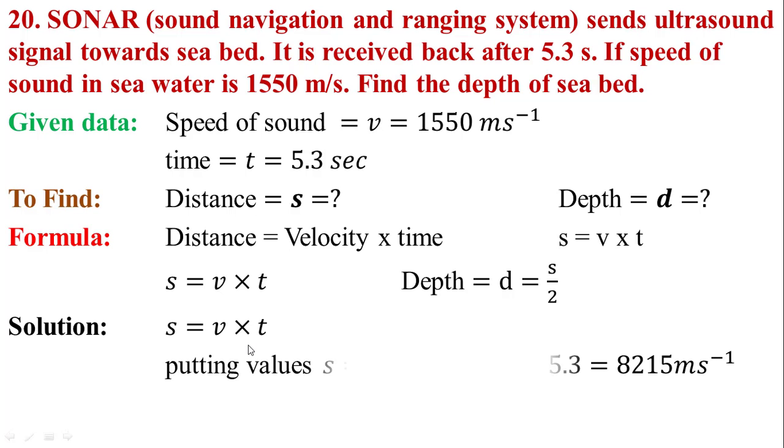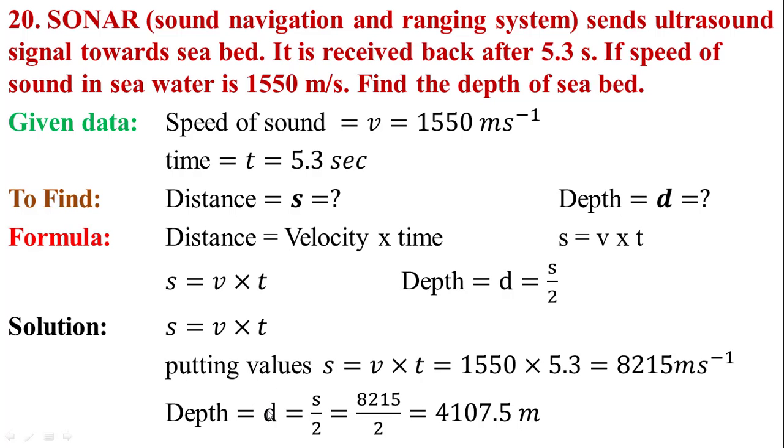S is equal to Vt. Putting the values, S is equal to Vt, that is equal to 1550 multiplied by 5.3, that is equal to 8215 meter. And we can find the depth d is equal to s divided by 2. The value of s is 8215 divided by 2, that is equal to 4107.5 meter. Now this is the last numerical of this chapter.